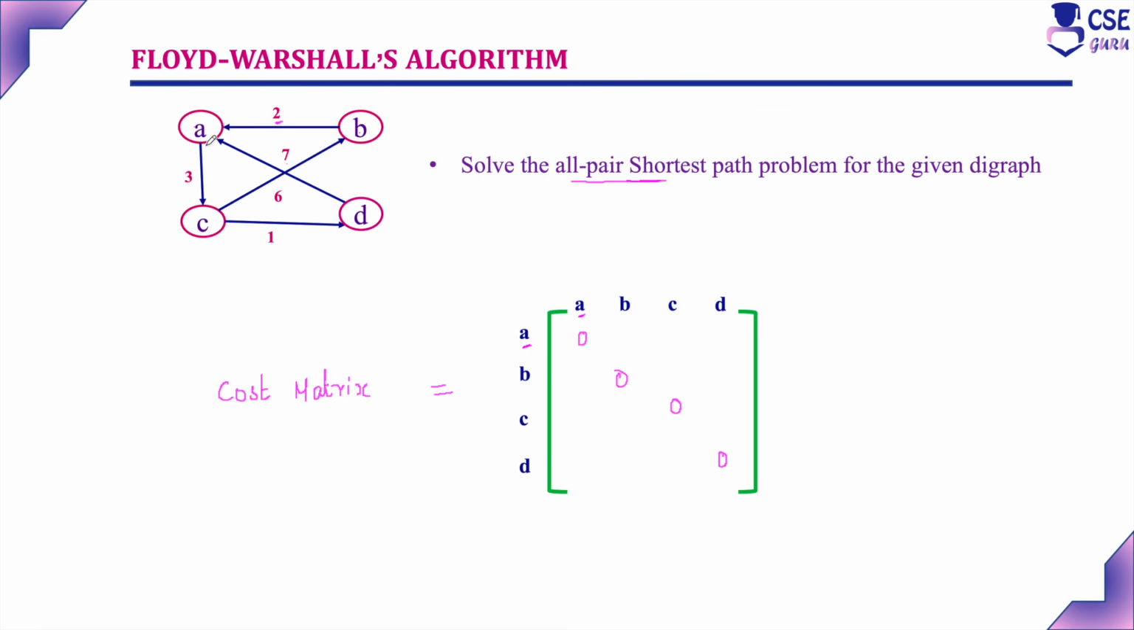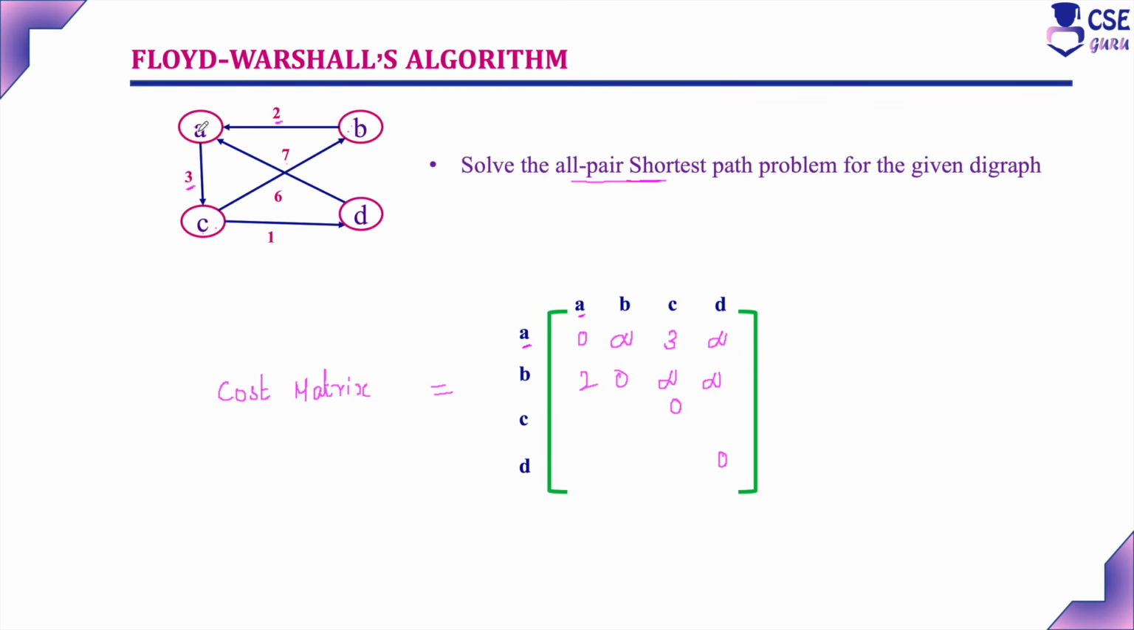A to B, there is no direct path, and we don't know the distance, so we will make it infinite. A to C, the cost is 3. A to D, we don't know the direct distance, so we will make it infinite. B to A, the cost is 2. B to C, we don't know the distance, so we will make it infinite. And B to D also, we don't know, so we will make it infinite.